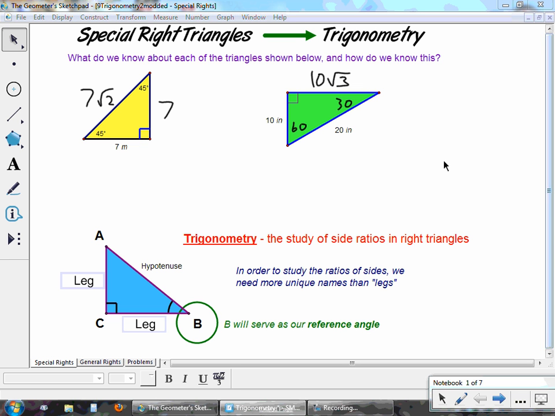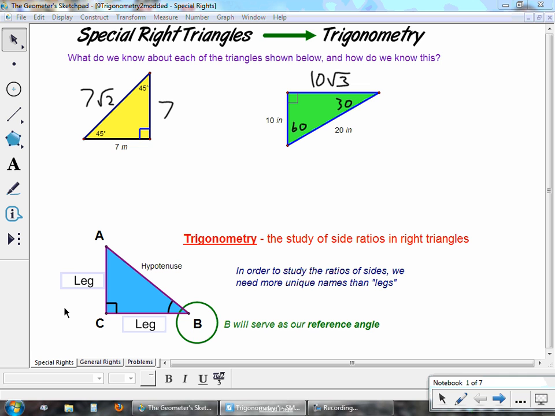So let's look at trig for a minute. Trigonometry is the study of side ratios in right triangles. So if I've got a right triangle, I can study all the different ways to compare sides to each other. But in order to do that, well, a right triangle, we call the longest side the hypotenuse, right? But then don't we call the short two sides legs? And there's no distinction between these two.